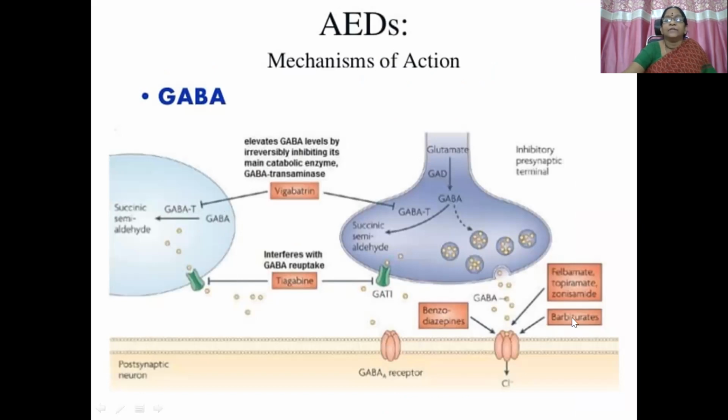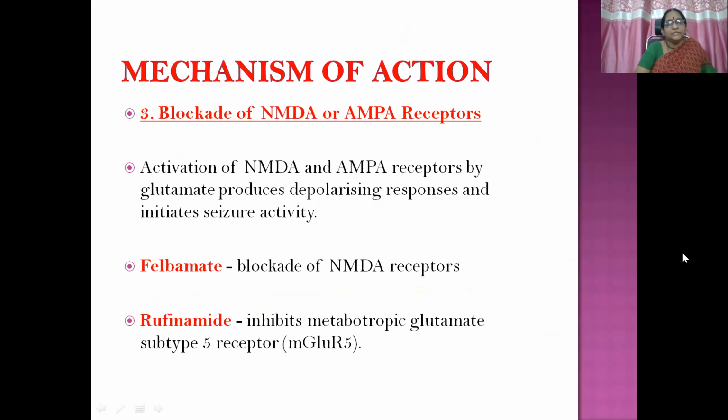And then benzodiazepines and barbiturates act through ion channels. Benzodiazepines increase the frequency of opening of chloride ion channels, and barbiturates increase the duration. So that is number 1, sodium channel blockade, number 2, GABA, and number 3, blockade of NMDA or AMPA receptors. Activation of NMDA and AMPA receptors by glutamate produces depolarizing responses and initiates seizure activity.